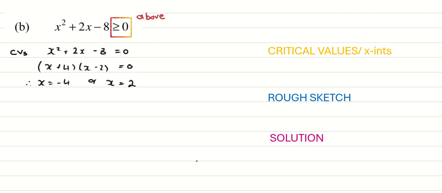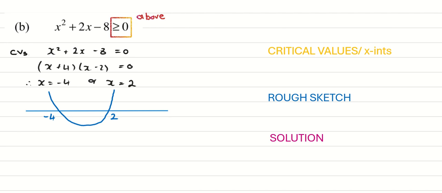So now that I have my x-intercepts, I can go ahead and draw my rough sketch, my step 2. Okay, rough sketch is drawn. My values go from minus 4 to 2. Obviously, the smaller value is on the left, the bigger value is on the right. And now we go to the solution.